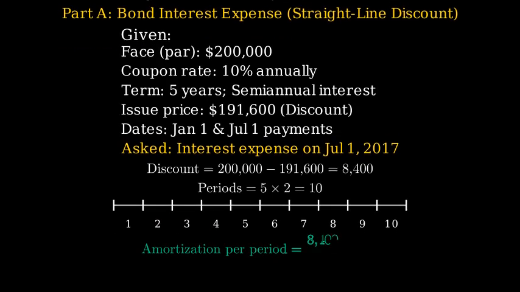Step 3. Straight line amortization per period is the discount divided by the number of periods. 8,400 divided by 10 equals $840 each period.